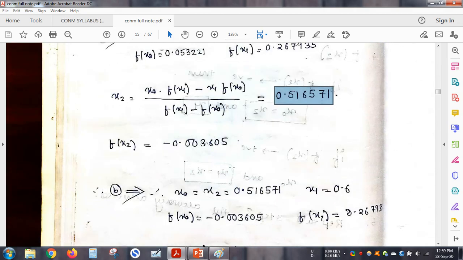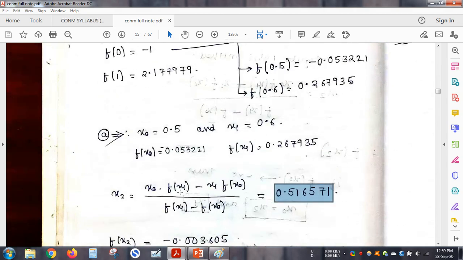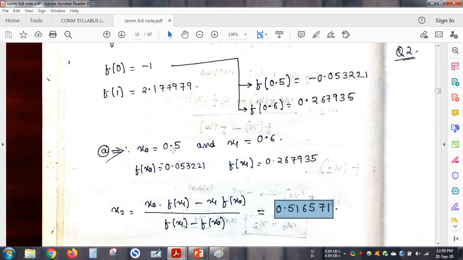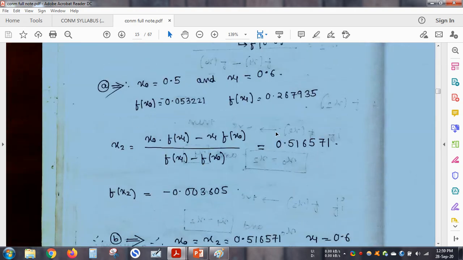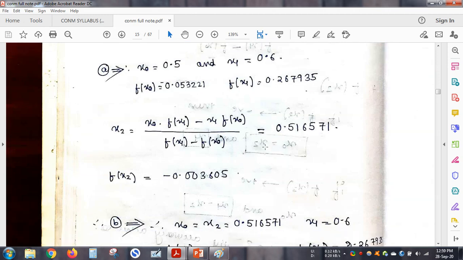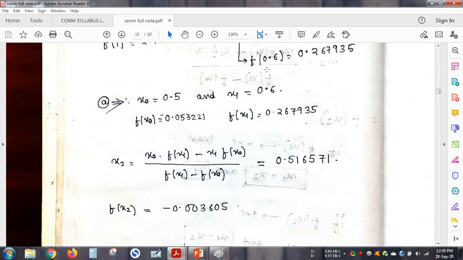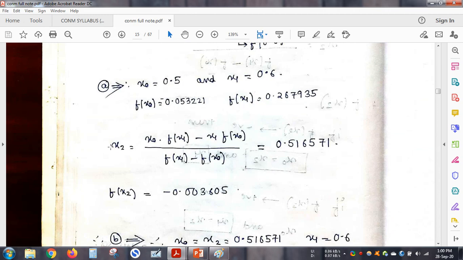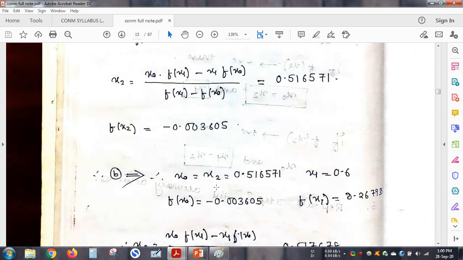So what will I update? I will update my x naught value. Initially my x naught was 0.5. At 0.5 I had a negative value, and now at 0.516 also I have a negative value. At 0.6 I have a positive value. So my root lies between 0.516 and 0.6. That's what I have done over here. I have updated it.